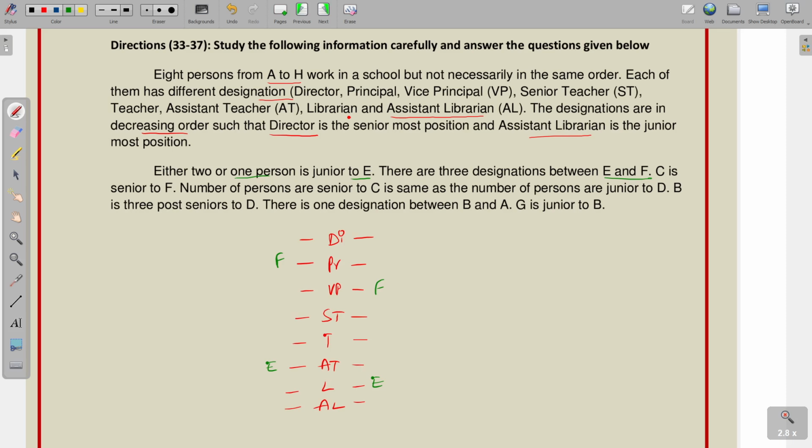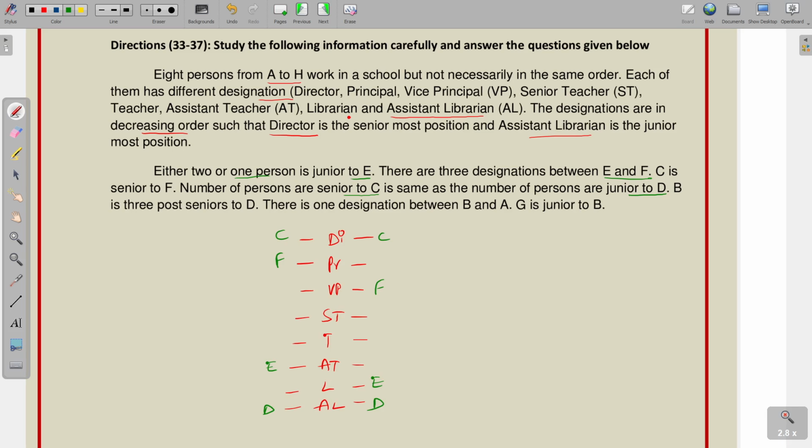C is senior to F. So C comes either here or here. Two possibilities. The number of persons senior to C is the same as the number of persons junior to D. So here C, then D here. And if we place C here, D is coming here, but here we already have E. So this is not C. So just wait. C is coming here and D is coming here.